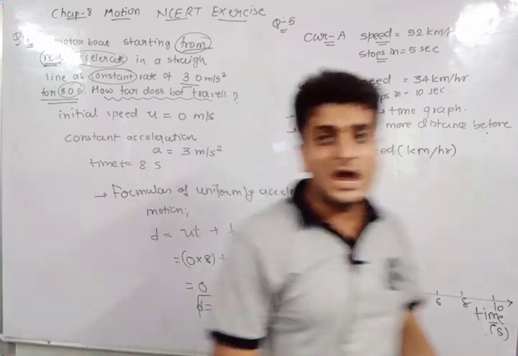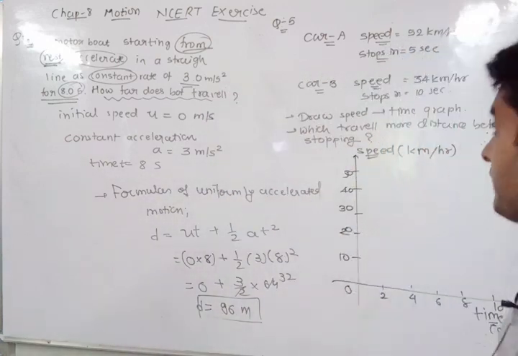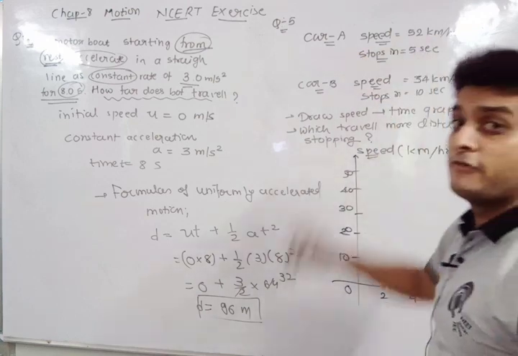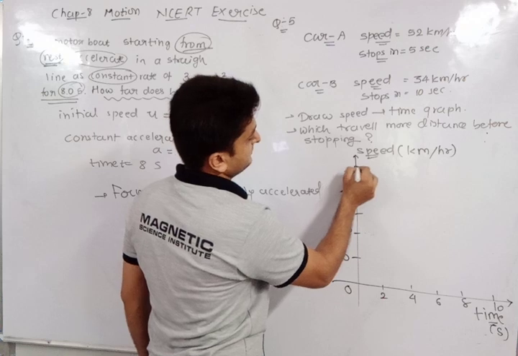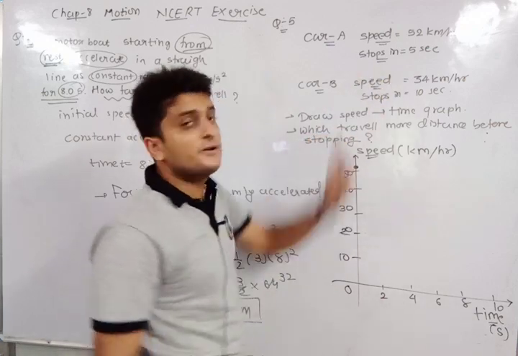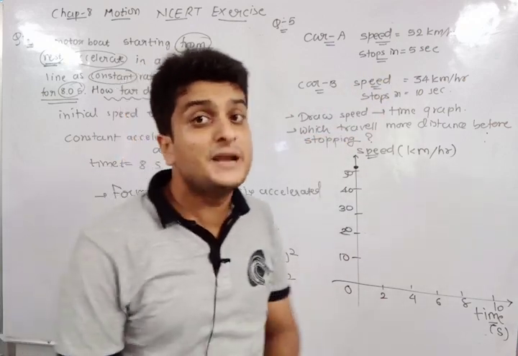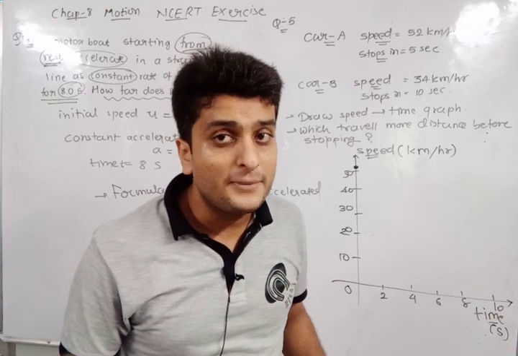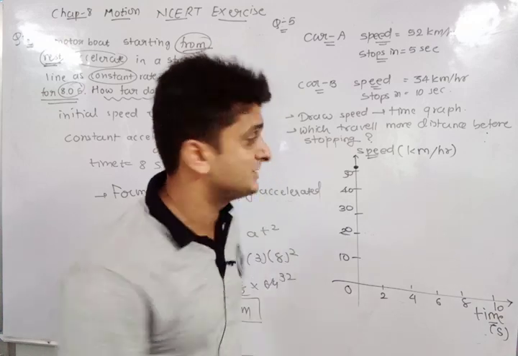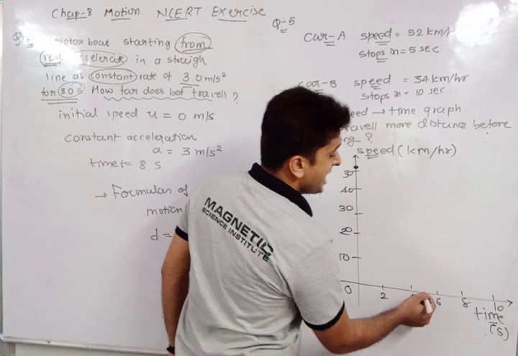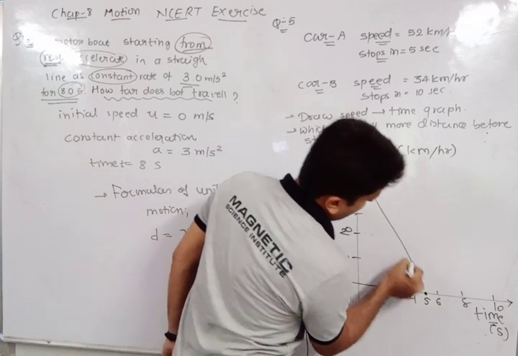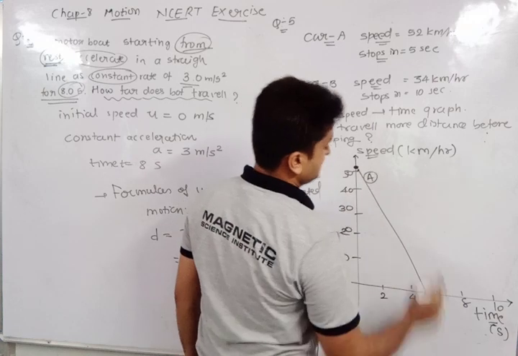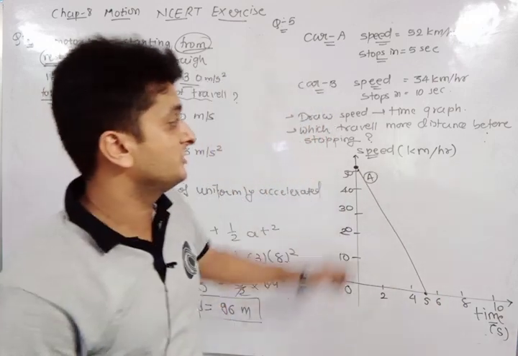Okay, let's plot the graph of car A. Car A has the starting speed of 52, so I will take the point at 52 in the beginning. And obviously it will stop in 5 seconds. Stop means the final speed will become 0, the speed will decrease regularly, and at 5 seconds the car will stop. So this is the graph of car A for the speed versus time.